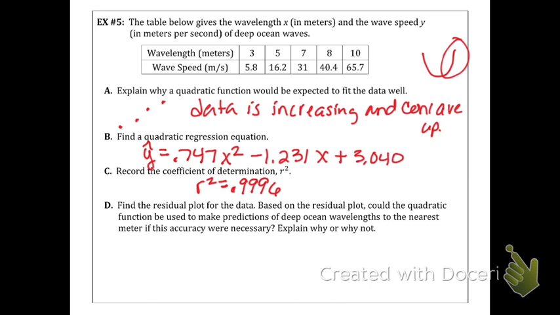D says find the residual plot for the data. Based on the residual plot, could the quadratic function be used to make predictions of deep ocean wavelengths to the nearest meter if this accuracy were necessary? Explain why or why not. All right, so let's go in. Let's look at our residuals.